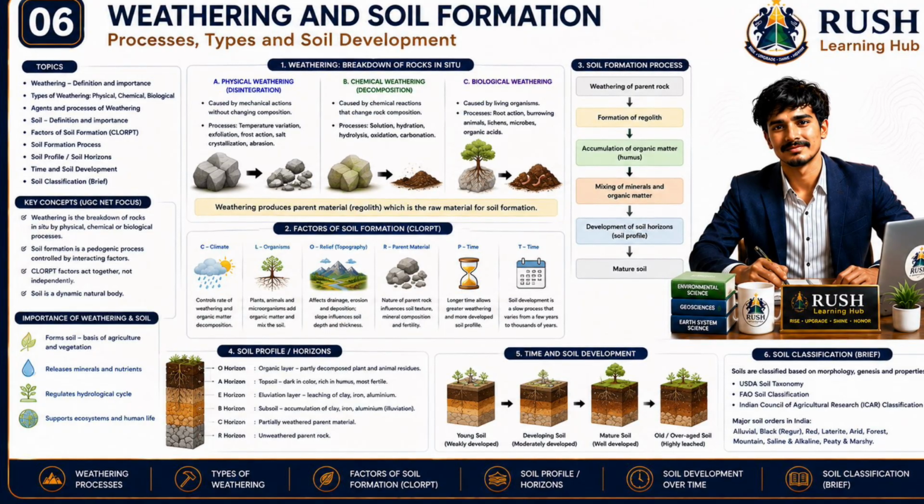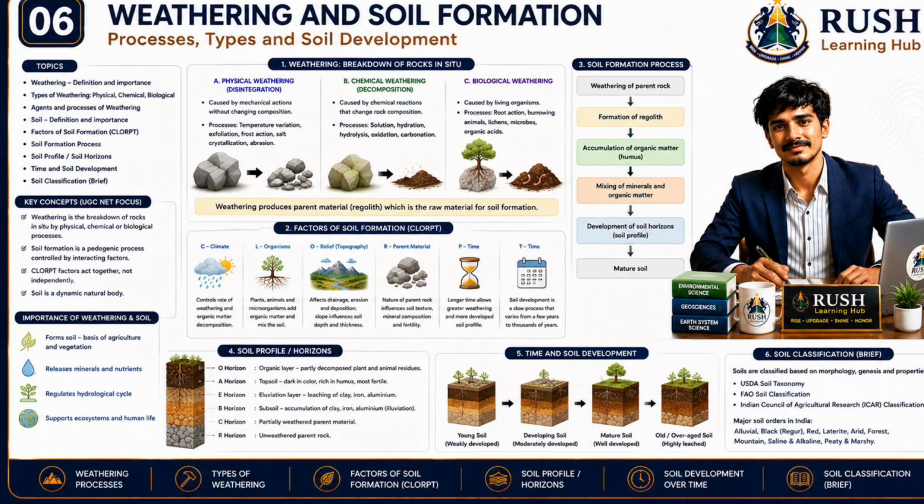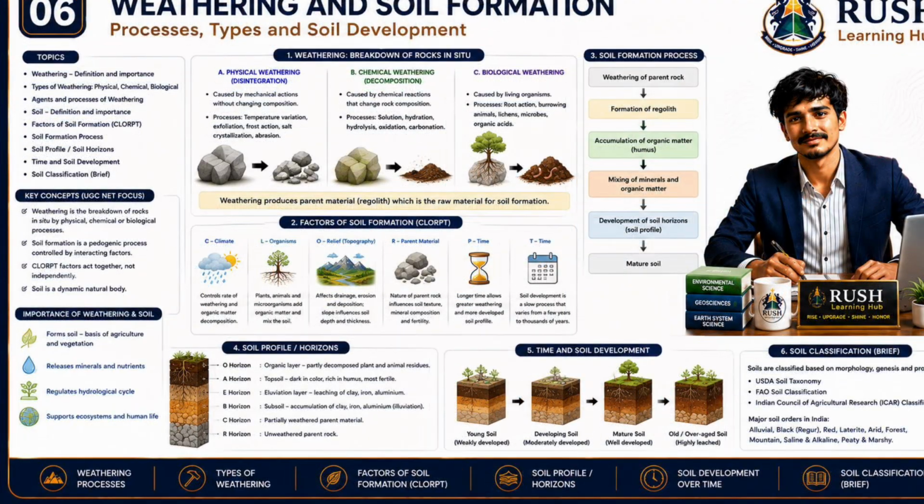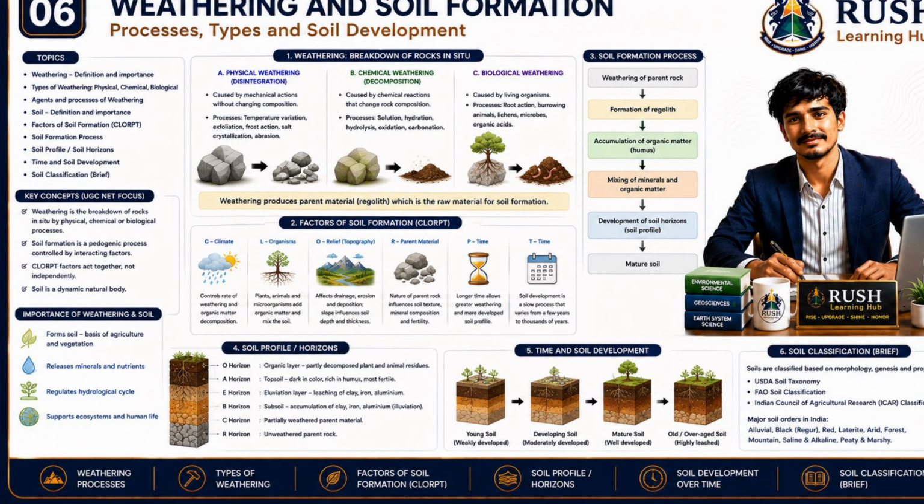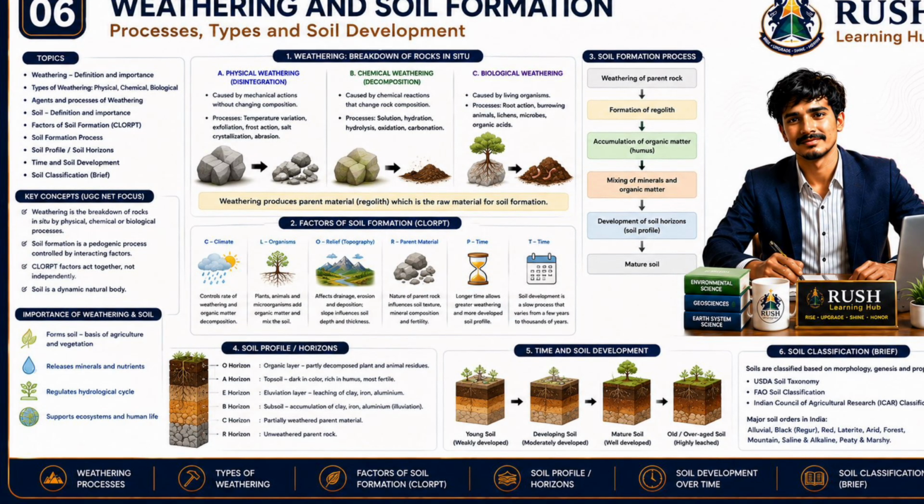After weathering, the loosened materials are removed by the process known as erosion. Erosion refers to the detachment and removal of weathered materials by agents such as running water, wind, glaciers, and waves. The eroded materials are then carried from one place to another through transportation. Transportation may occur in four forms.